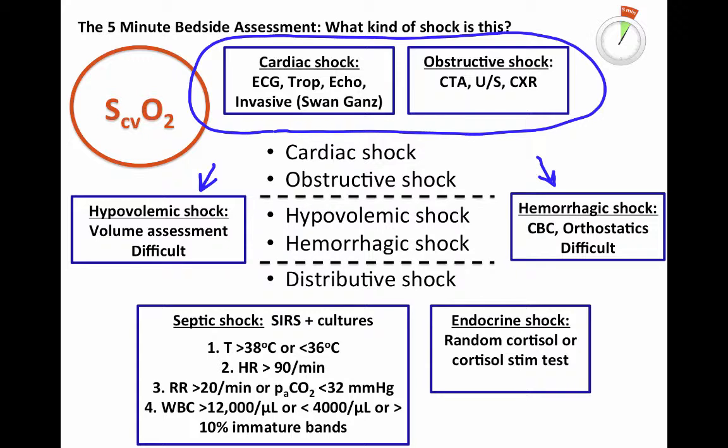And finally, there are types of shock involving blood vessel tone or distributive shock, such as septic shock or endocrine shock. Septic shock is defined by the SIRS criteria shown here, along with the documented or suspected source of infection. Sepsis is now also being defined with the SOFA criteria. However, the differences between these classifications is beyond the scope of this talk. Endocrine shock can be shown by a low cortisol level. Note that there are more specific causes of shock than are shown here, but these are the basics.